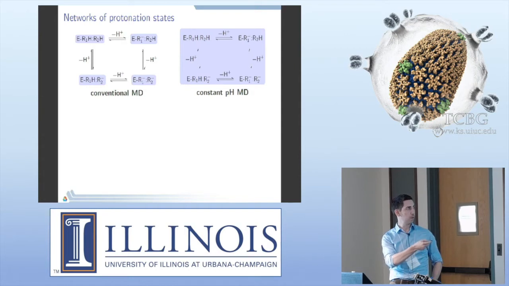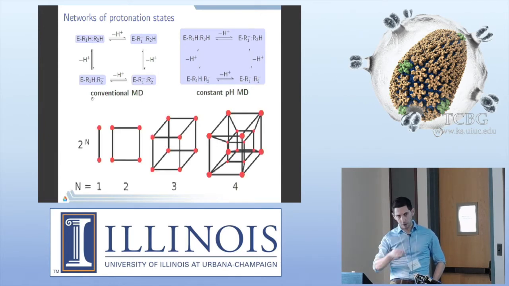So it's possible to either know this information beforehand, or you can actually compute this information directly if you can do, for example, an alchemical free energy calculation to compute the relative population of two states. But it really only works if I have a small number of states.